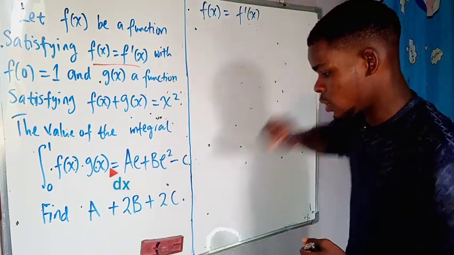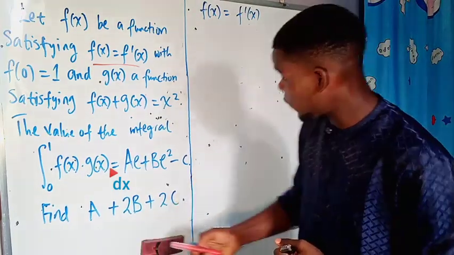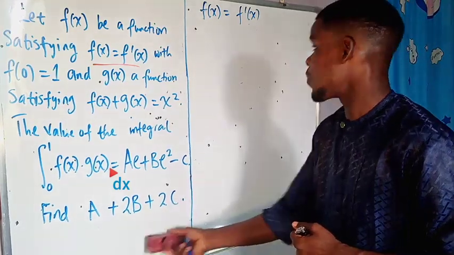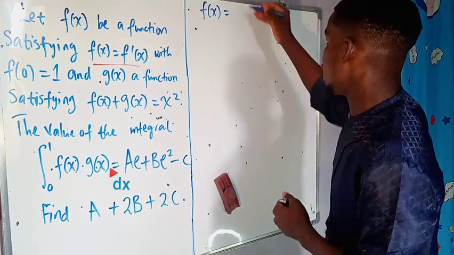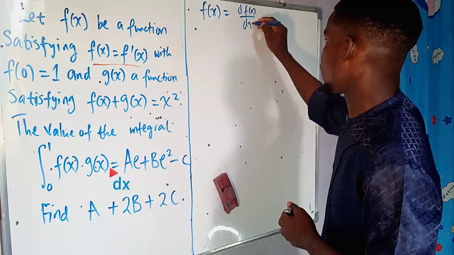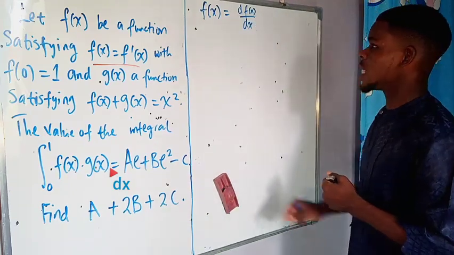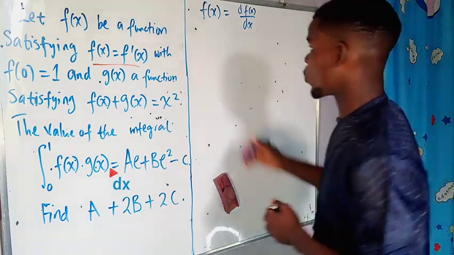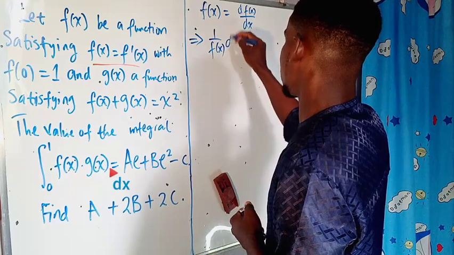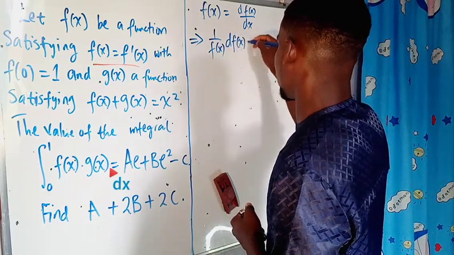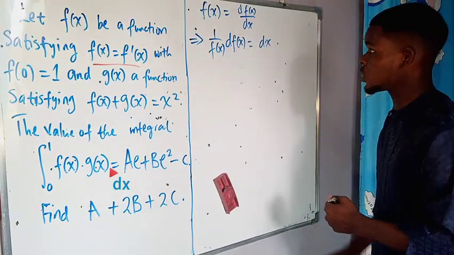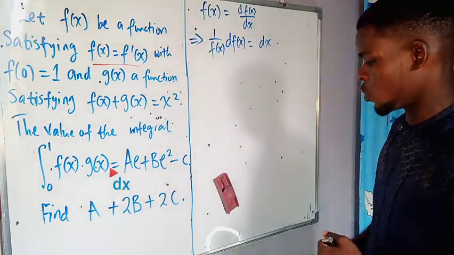From here, we can divide both sides by f and multiply by dx on both sides, given that f prime of x can be written as the derivative of f of x with respect to x. So if we divide both sides by f of x and multiply by dx, what we're going to have is 1 over f of x times d f of x equals dx.